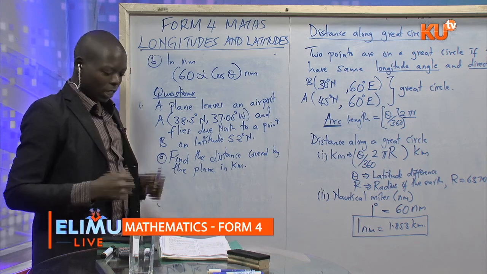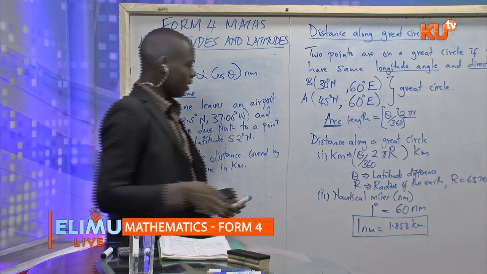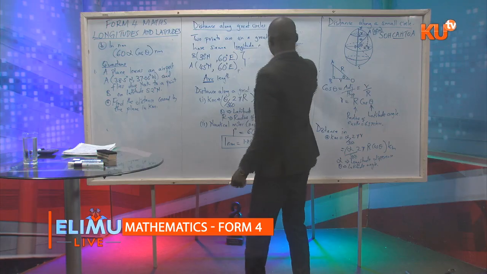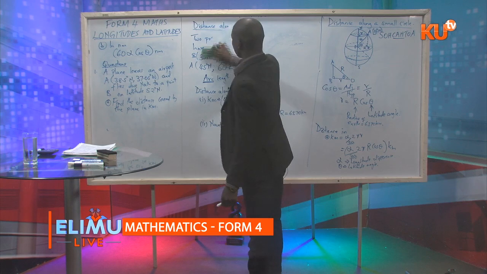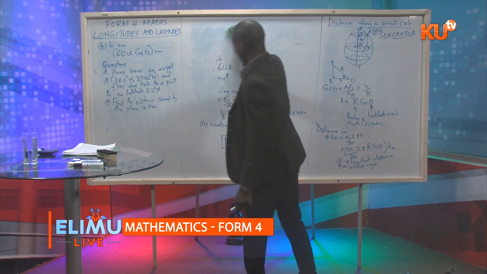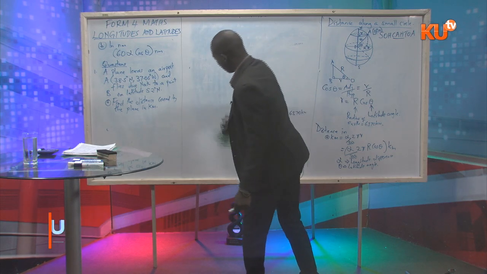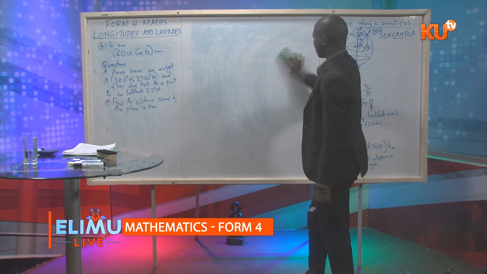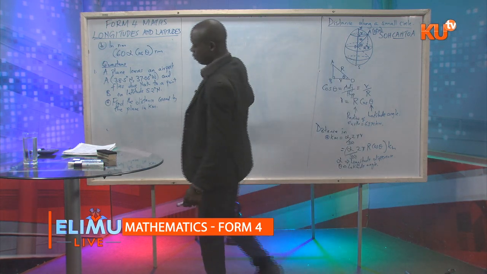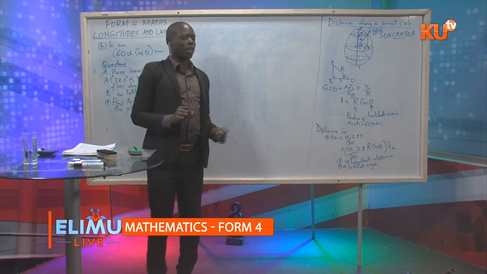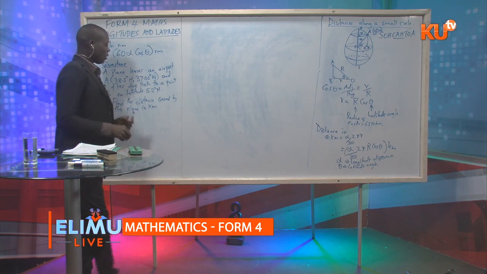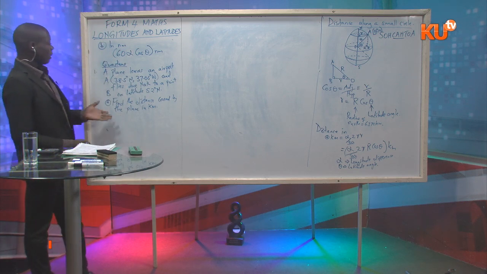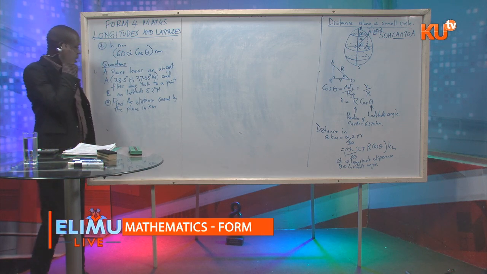So the questions on this topic are always very simple. But what is very important for a student to know is how to interpret the question and come up with a very conclusive judgment on whether the points given are on a small circle or a great circle. Once you interpret the question and identify correctly that it's on a small circle or a great circle, then calculations will be very simple, because it's a matter of simply applying the formula.